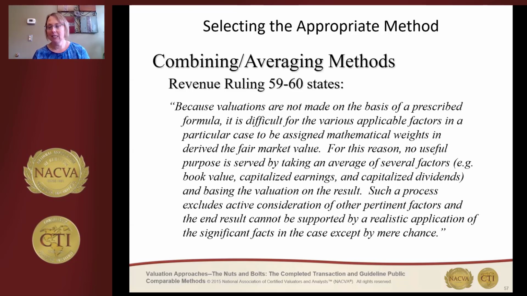Maybe on this last example, maybe they say, I don't think you should have averaged the income and the market approach. I think it should have just been the income approach, and it's 4 million. I don't agree with the 4.5. That could be the case.